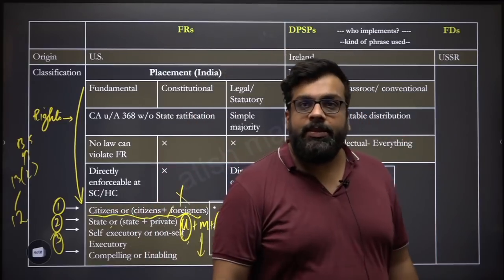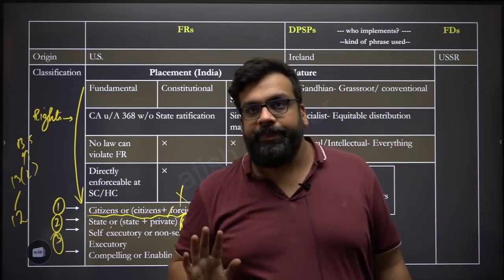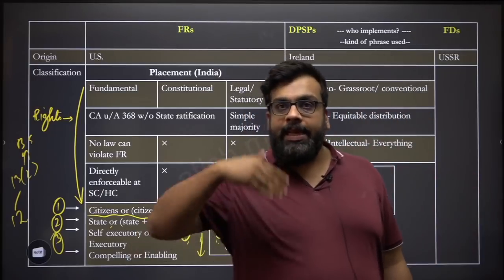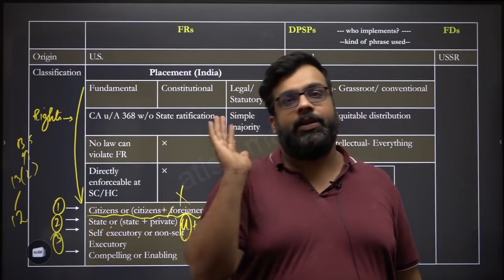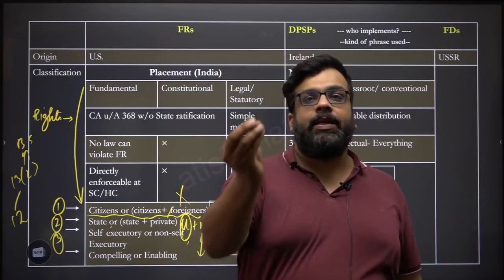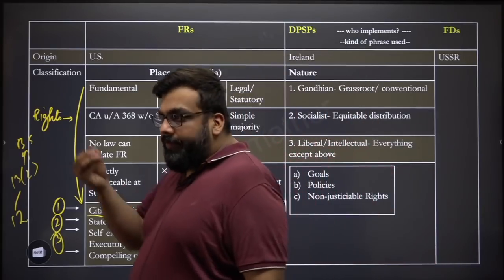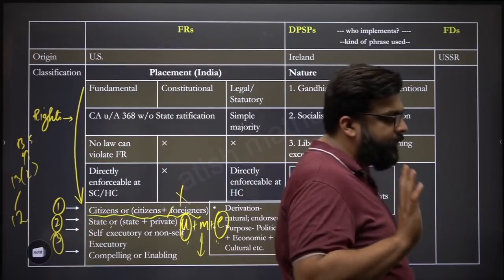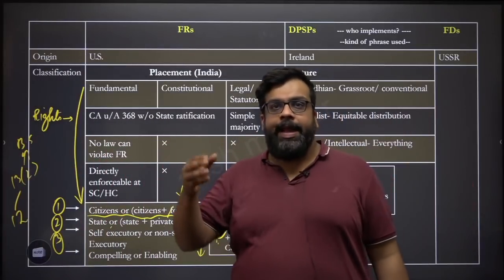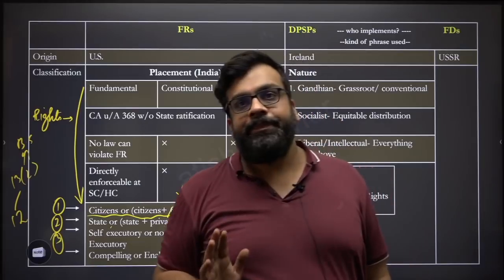Self-executory means just the right is enough. You don't need any other law, any other scheme, any other order, nothing to further support that right. For example, Article 14. Everybody has to be treated equally before the law and equal protection of law and so on and so forth. You don't need any law to support it.